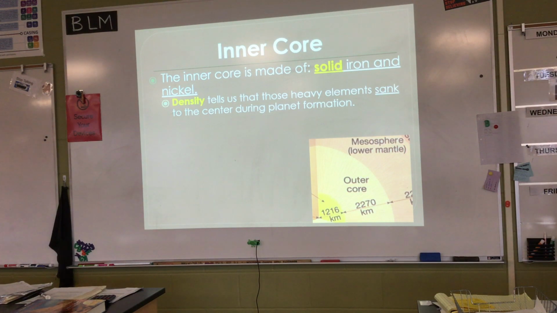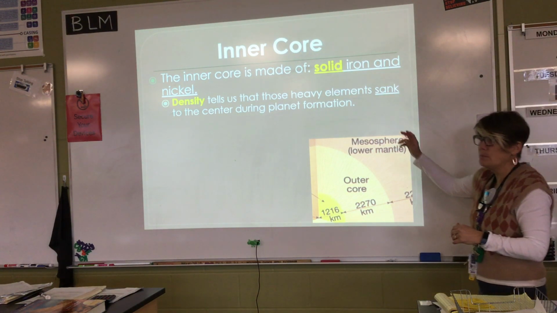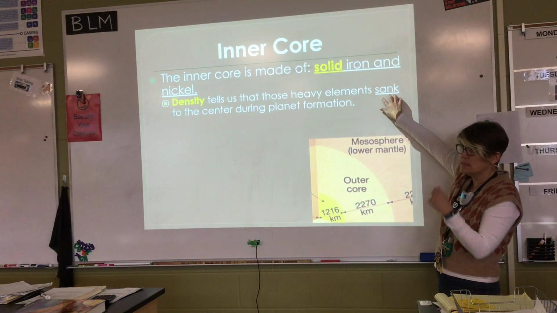All right. Density tells us that these heavy elements sank to the center during planet formation. This was a big part of your lab. Please write the word sank right here.